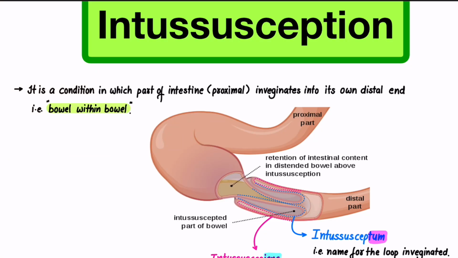Hello everyone. Today we'll study a short but very important and interesting topic, that is intussusception. What is intussusception? It is a condition in which a part of the intestine gets invaginated into its own lumen. That is, for example, the proximal part of the intestine will get invaginated into its own distal part. And since the intestine is getting invaginated into itself, this is also known as bowel within bowel.